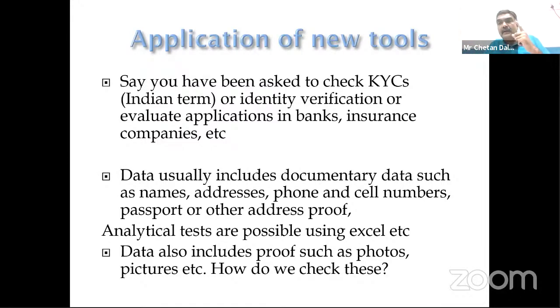So the issue here is that when an investigator does any check, let's say somebody's asked us to do a review or a study of the KYCs to see whether in a bank where there are, let's say, 5,000 different accounts, whether there are any people who have applied or made multiple accounts, though it's the same person or the same individual. How is it possible to check?